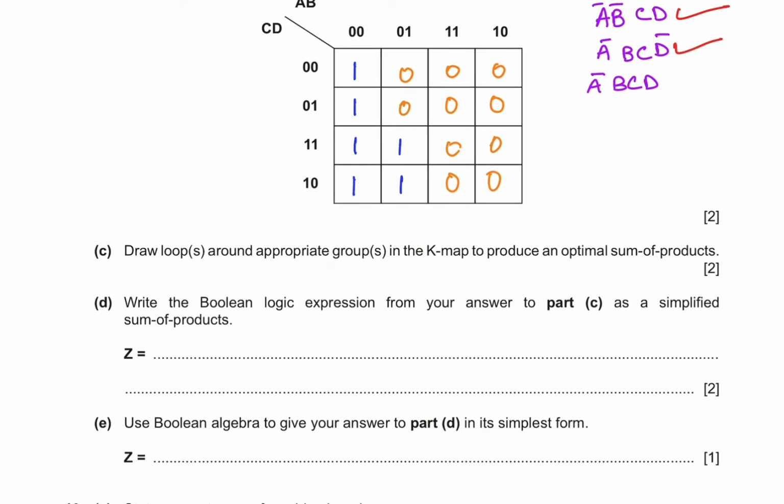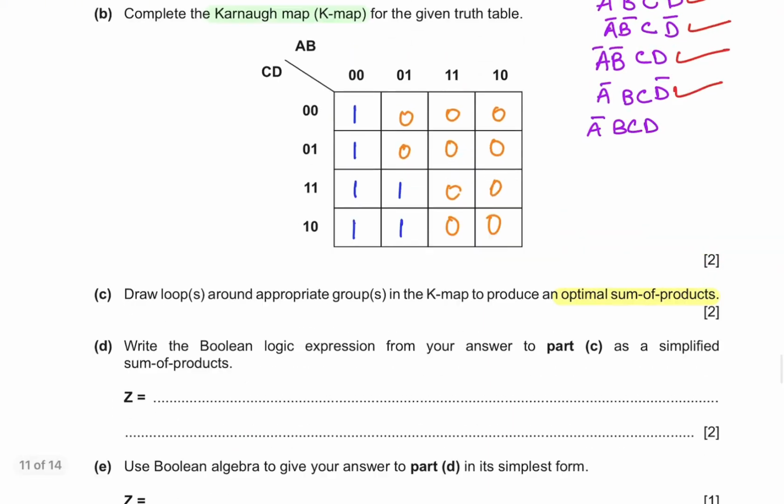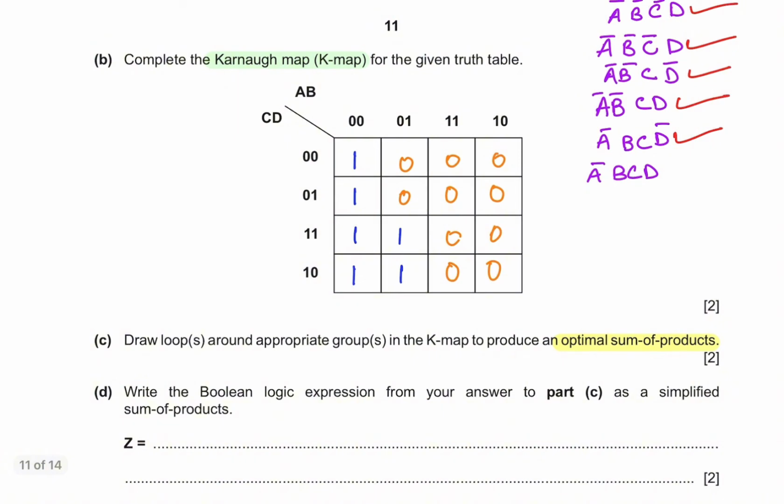Draw loops around appropriate groups in the K-map to produce an optimum sum of products. Optimal sum of products. Pretty easy. You need to draw the two. This is the first group, and then this is the second group. Okay, group of 4. Straight here we made a group of 4 and here a group of 4.